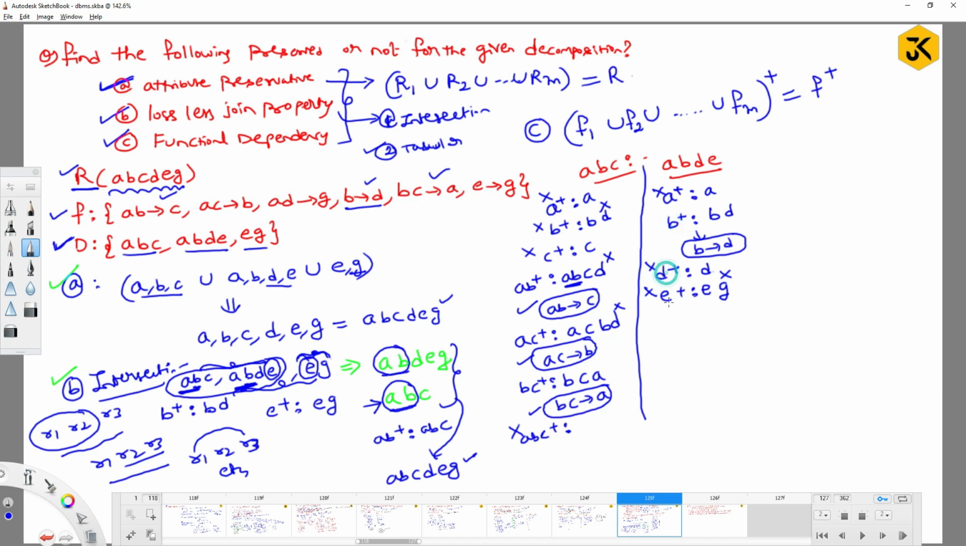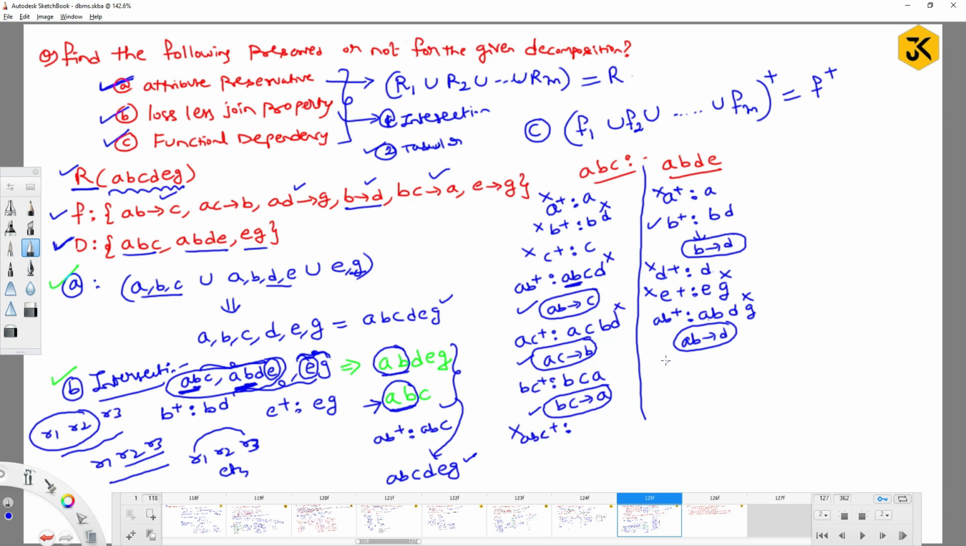A, B, D, E, all single-level attributes are done. Now go with the two-level attributes. AB closure. If you find AB closure, you are going to get A, B. From B you can get D. From AD you can get G, guys. Anyway, it is not present in our relation, so you can skip this one. And are any other things possible? No. So AB determines D is one of the FDs possible, right?